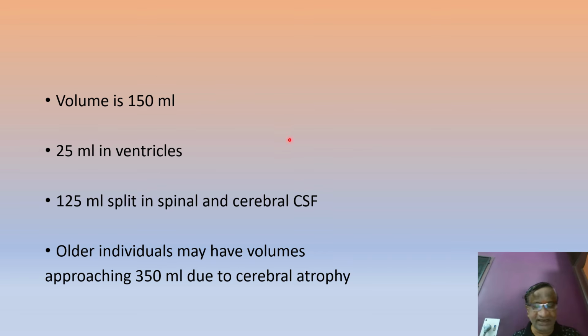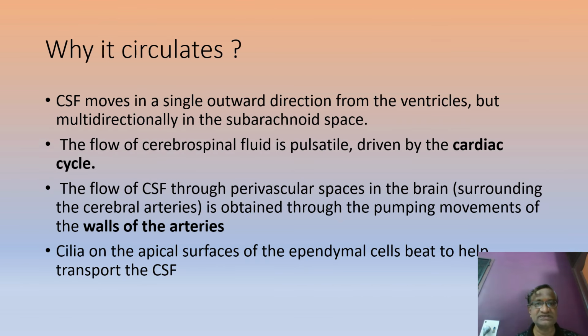The volume is 150 ml. Inside the ventricles it is 25 ml and the remaining 125 is spread between the cerebral CSF, outer CSF and the spinal CSF. Older individuals may have a volume approaching 350 ml due to cerebral atrophy. This is what we sometimes experience. We think that in old age we will need only 2 ml of bupivacaine, 2.2 ml for hernia, but sometimes because of this they may need a little extra, even though they are more sensitive to local anesthetics.